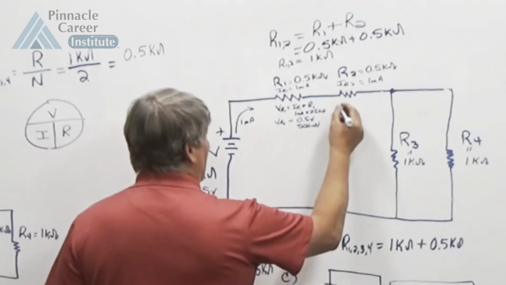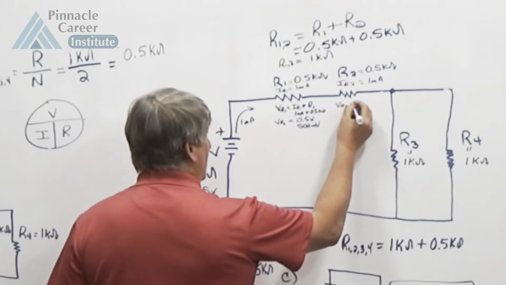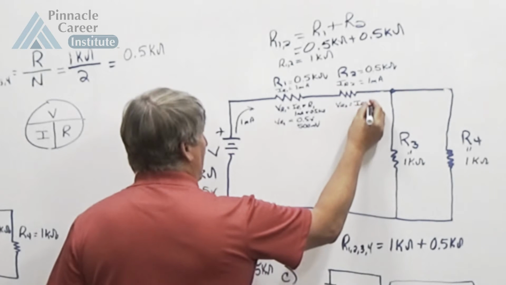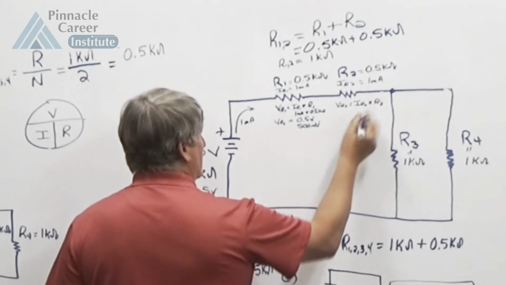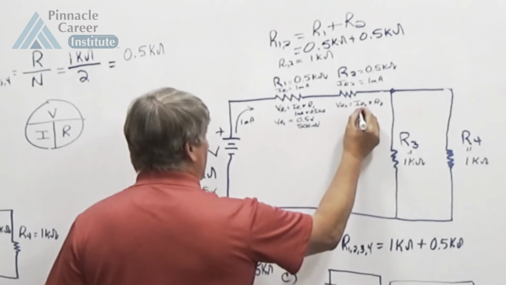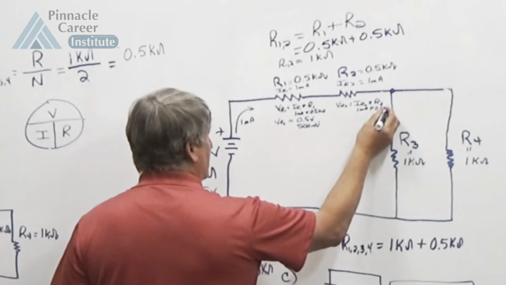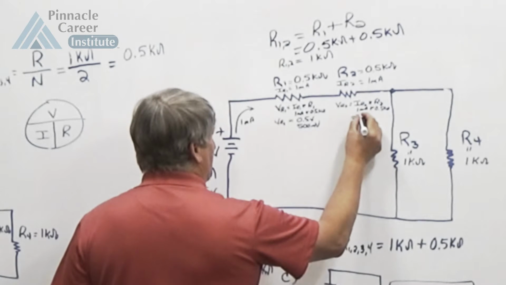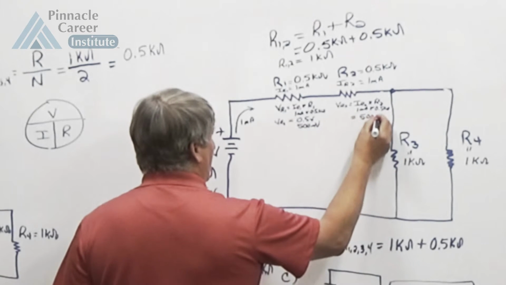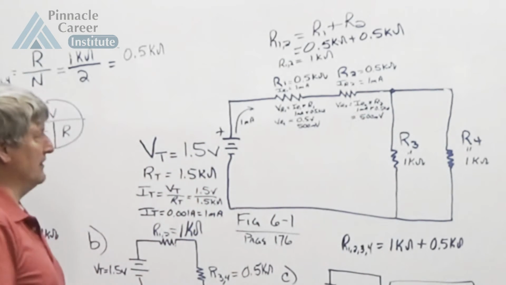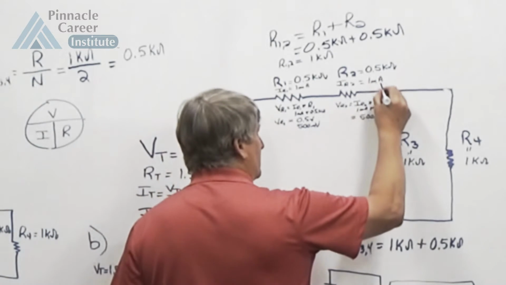VR2 is going to be the same equation. VR2 is going to equal IR2 times R2. It's the same values, 1 milliamp times 0.5 k ohms. So it's also going to be 500 millivolts. That gets us to the first node.